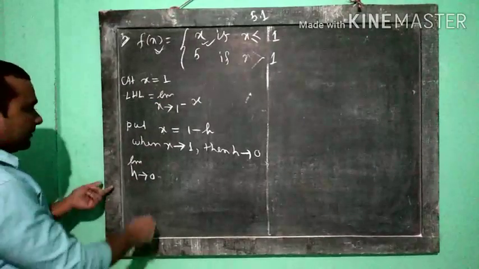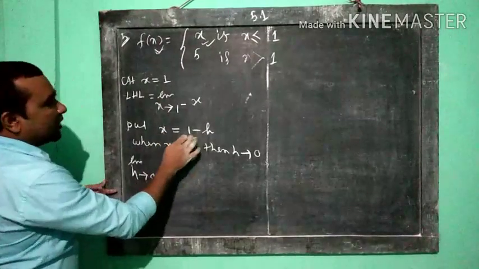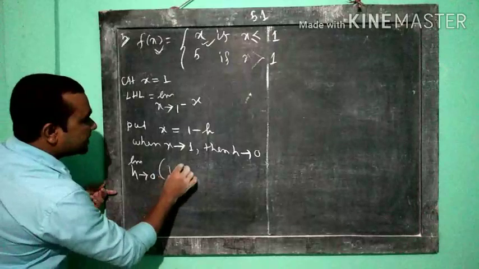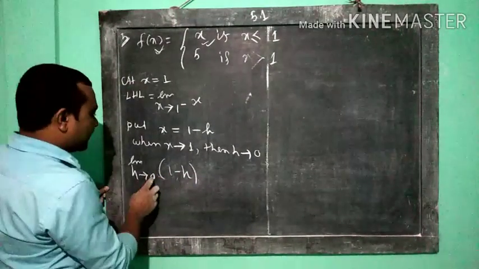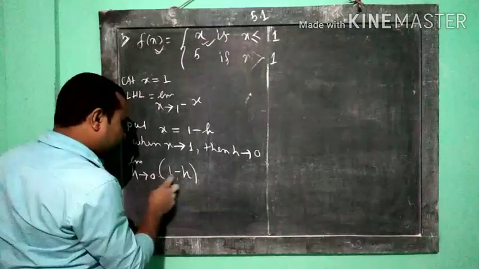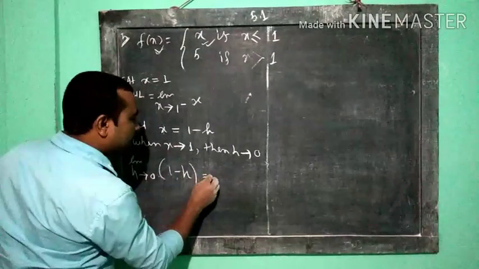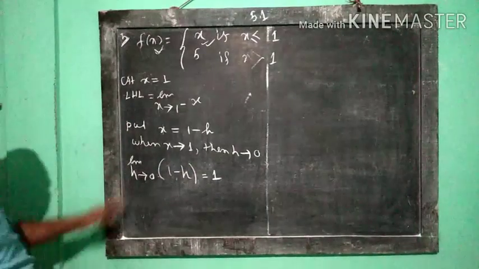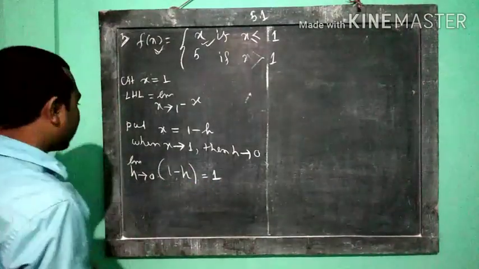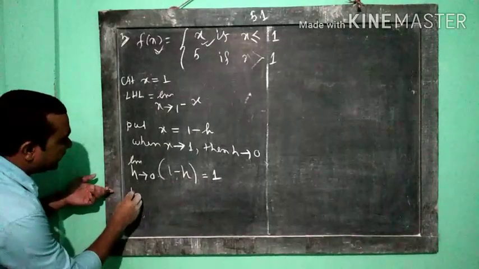So write, therefore, limit h tends to 0, here x is replaced by 1 minus h. Then the value of x is 1 minus h. Write here 1 minus h. This is equal to what? If we put h equal to 0, then the value is 1. Then the value of this is 1.